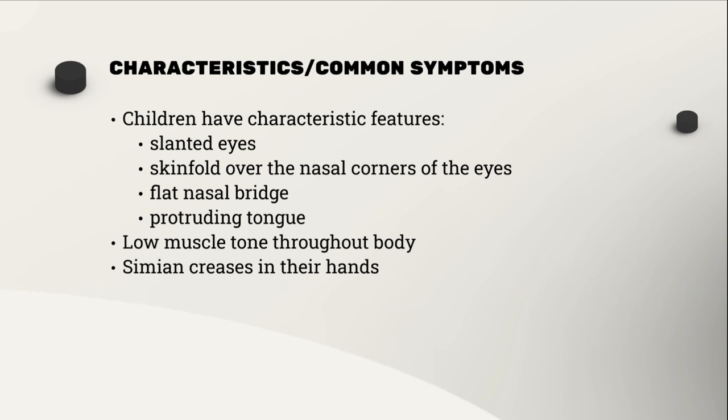Characteristics and common symptoms. Children have characteristic features such as slanted eyes, skin folds over the nasal corners of the eyes, a flat nasal bridge, and a protruding tongue. Low muscle tone is common throughout their body, and they have simian creases in their hands.